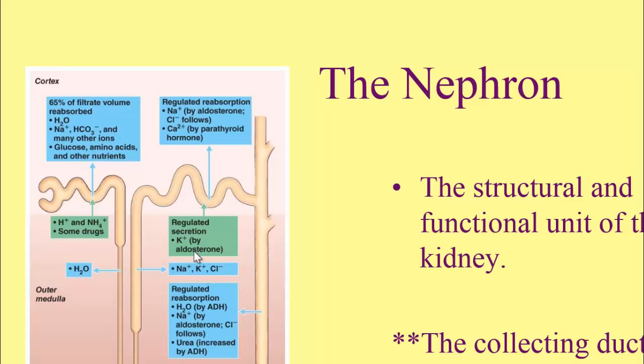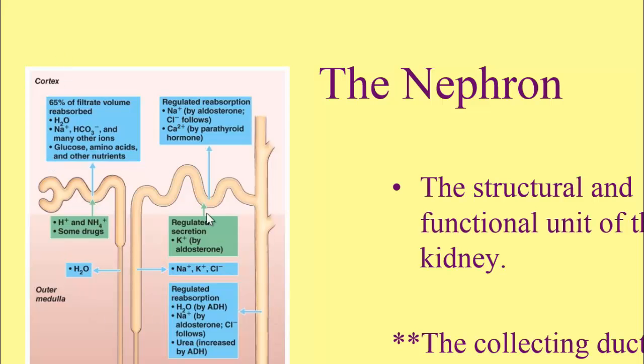This is from your textbook. It really shows you what's going on at each part of the nephron. Remember, we have Bowman's capsule here, and then we have the proximal convoluted tubule. Then we have the loop of Henle here. Then we have the distal convoluted tubule, and then the collecting duct.